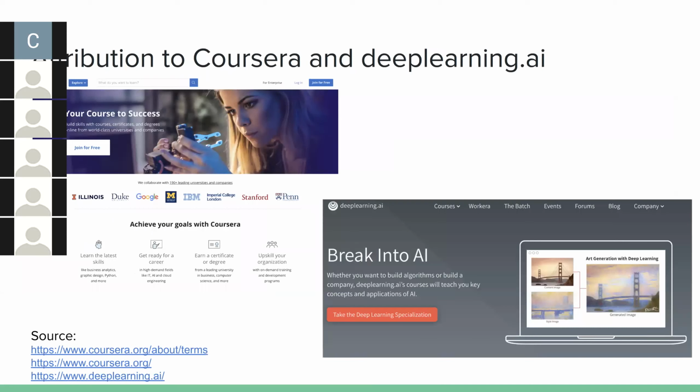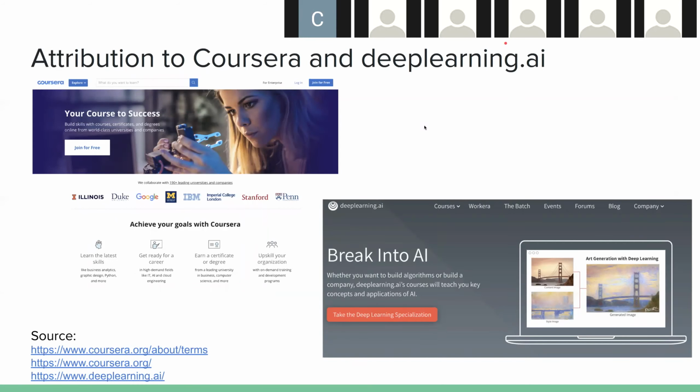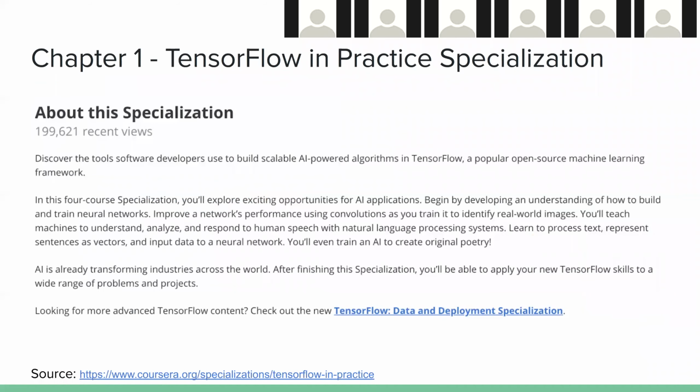Cool, and this is just a slide on the content and attribution: most of our screenshots and most of our slides are actually coming from Coursera and DeepLearning.AI. So I want to make sure we have the attribution to those companies. And this specialization is actually on Coursera. If you're new to TensorFlow, you've never heard of TensorFlow, this is a great specialization to start with, or if you're actually new to deep learning. If you already know about deep learning or TensorFlow, there's an advanced version of this specialization called Data and Deployment. We plan to take that after this specialization.